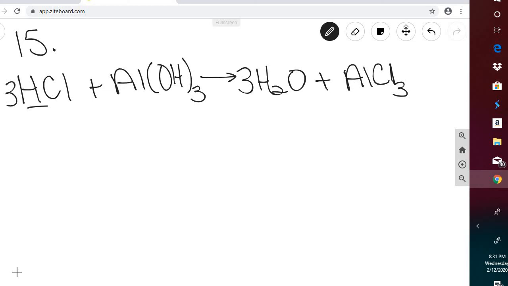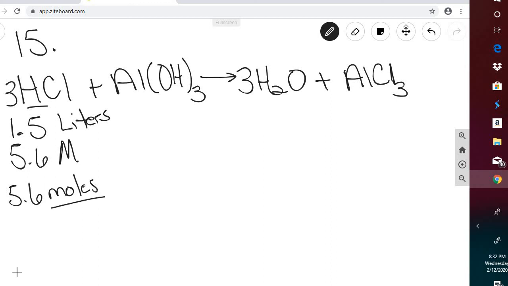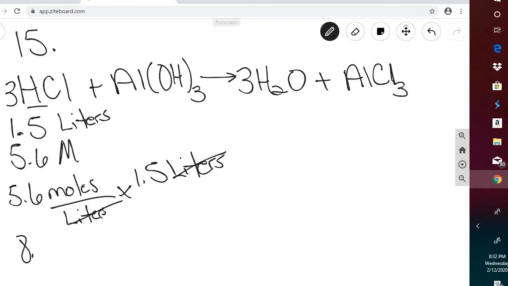And then what are we given? We are told that we have 1.5 liters of this. That's the volume, and we have the concentration at 5.6 molar. So we'll use that information to get moles. 5.6 moles over liters, that's what molarity is, times 1.5 liters will give us the moles of HCl. And with 2 significant figures, we get 8.4 moles of HCl.